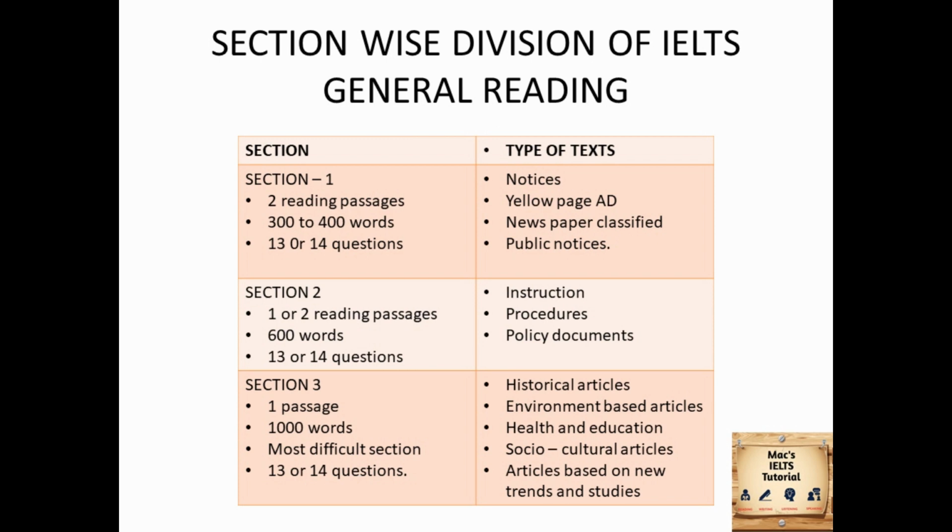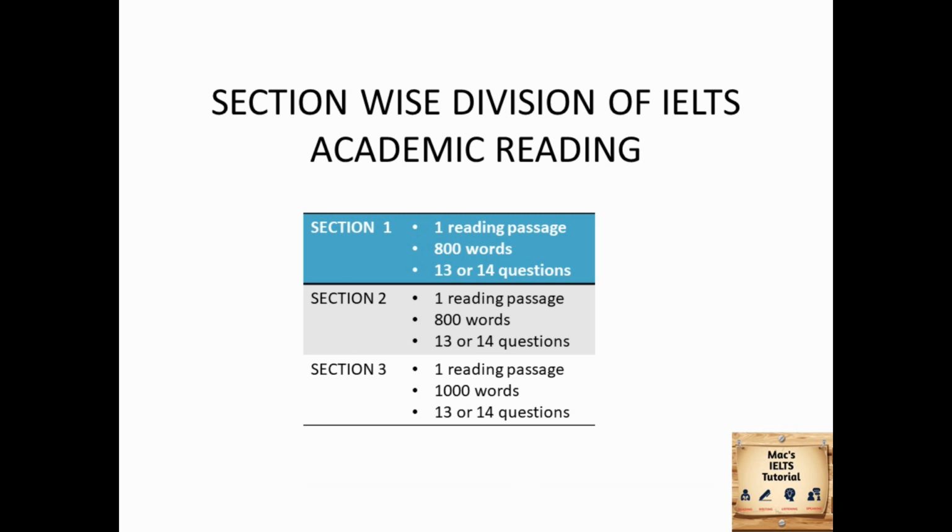The only difference between the general and academic pattern is the type of text which you will have and the number of passages under each section. Now, let's go through the academic reading pattern. Under section 1 of the IELTS academic reading test, you will have one reading passage of 800 words followed by 13 or 14 questions. Your section 2 will also have one reading passage of 800 words followed by 13 or 14 questions. The final section will have a single reading passage of 1000 words followed by 13 or 14 questions.